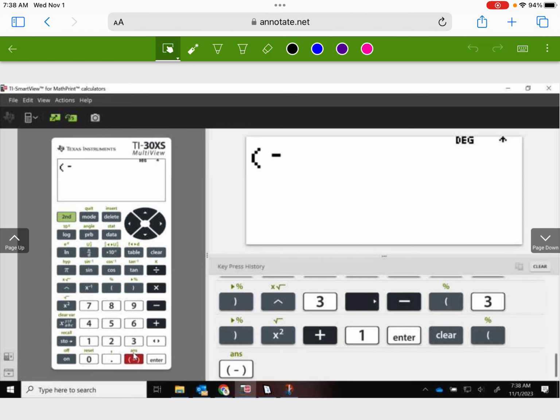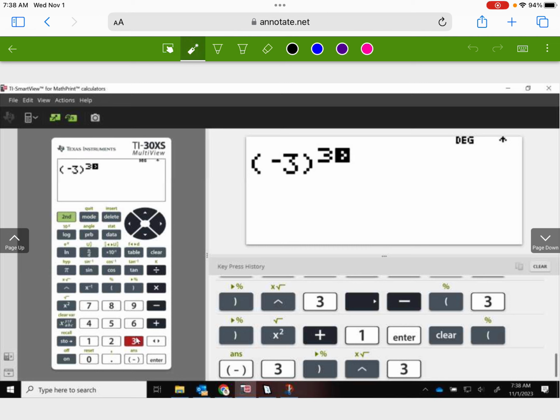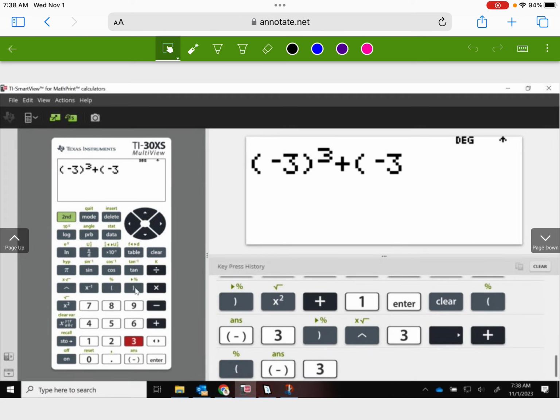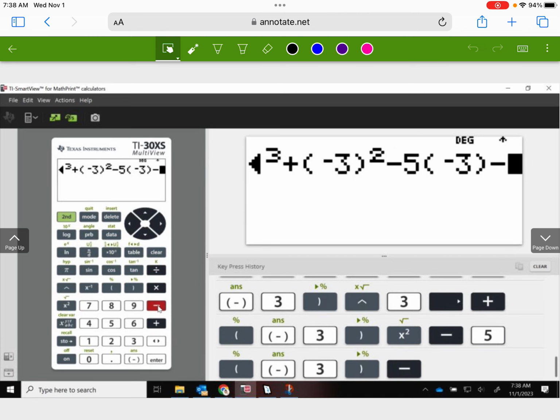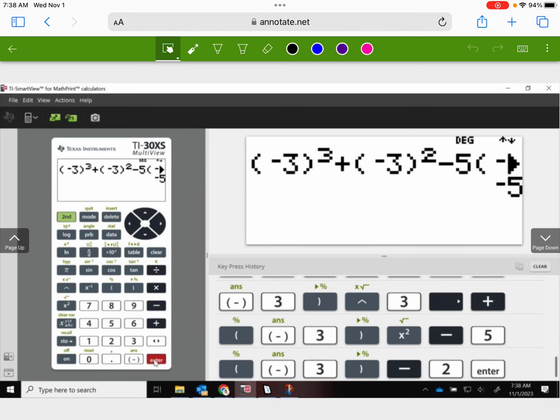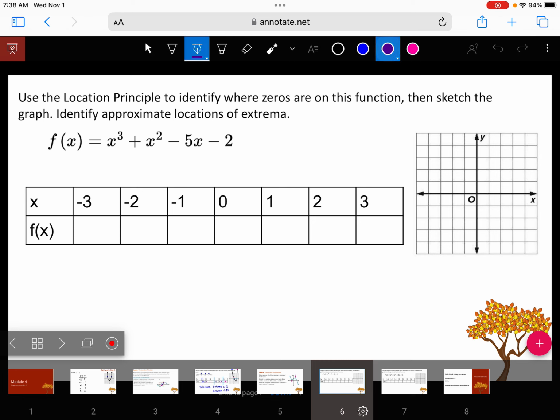And we're going to have -3 to the 3rd. Remember our caret button right here, this little up arrow, this is how we get any exponent. Then we have to hit the right arrow to get out of that exponent before we move on. Plus -3 squared, minus 5 times -3, minus 2. So we get -5.